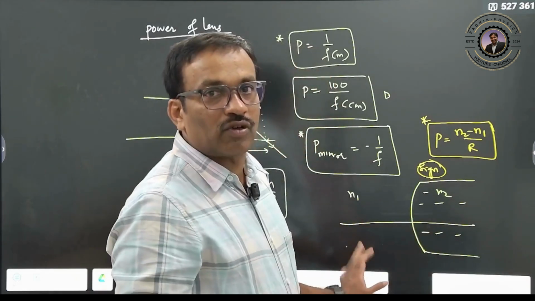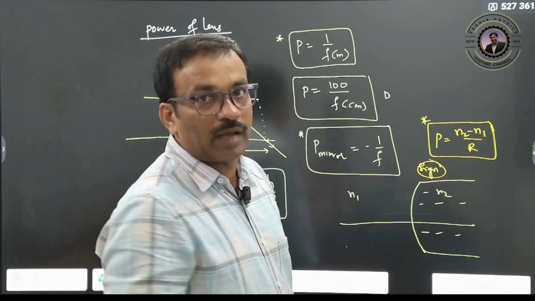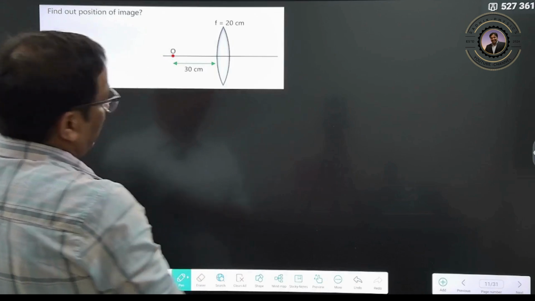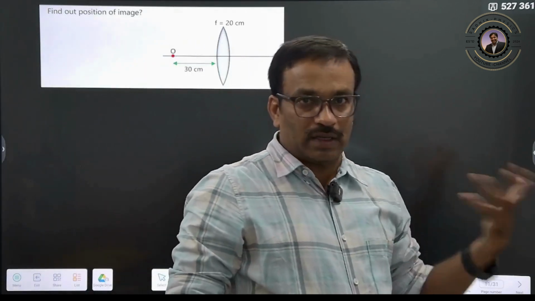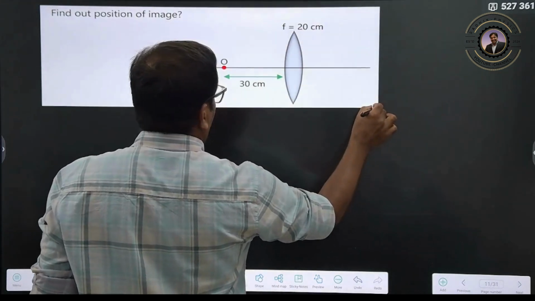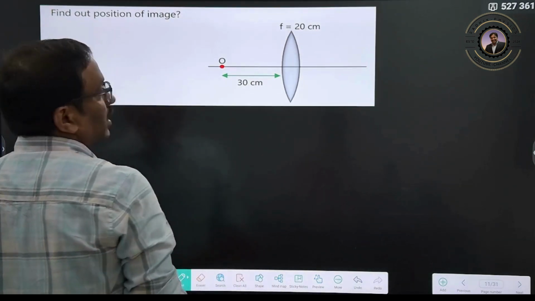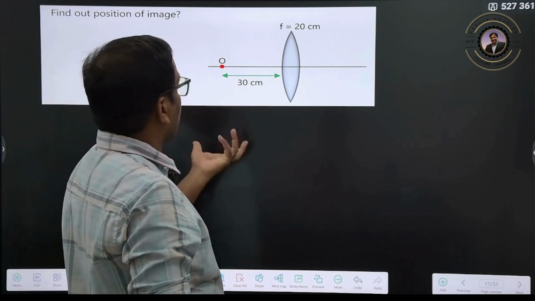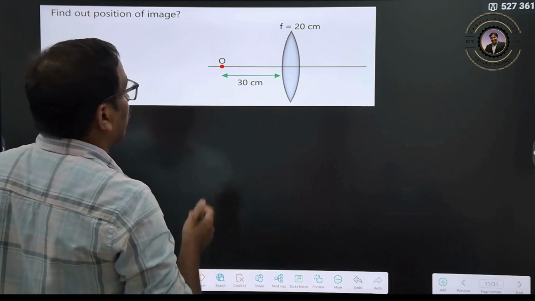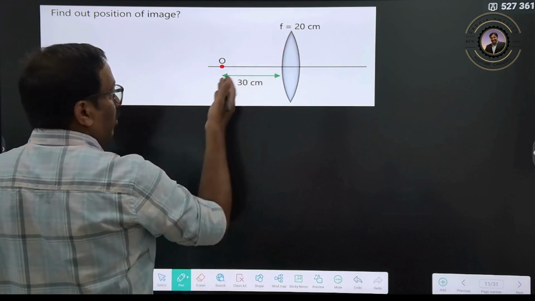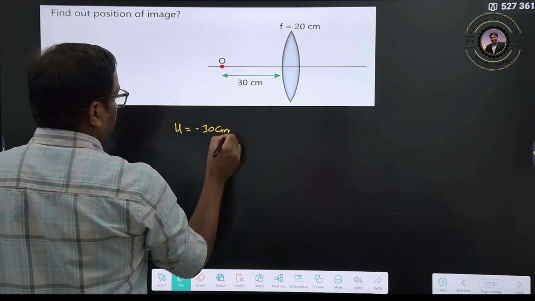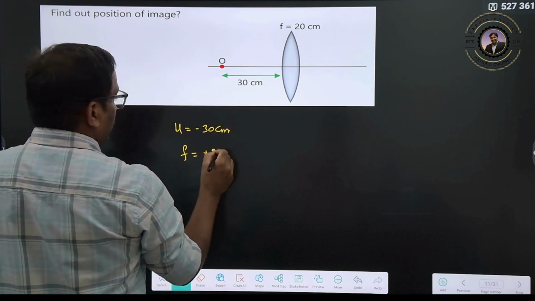So we will see today mostly all the different types of questions. First of all, let us go for basic level questions, then we will go for slightly difficult level. Clear? If you are not able to see the question properly, listen and try to follow my words, then you can understand. Find out the position of the image. Here a convex lens is given, the object distance is minus 30 centimeter, and the focal length is plus 20 centimeter.